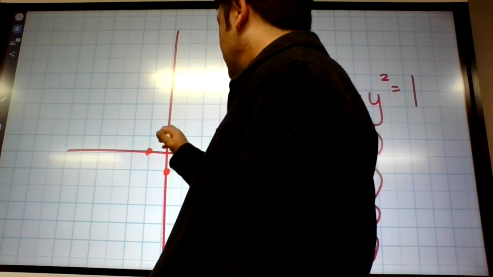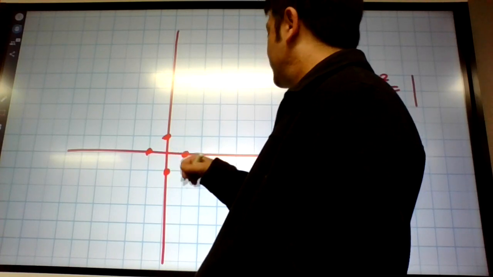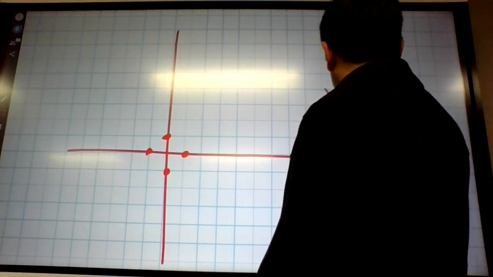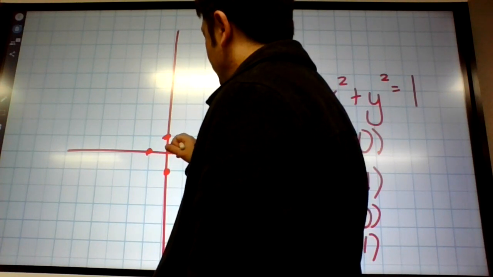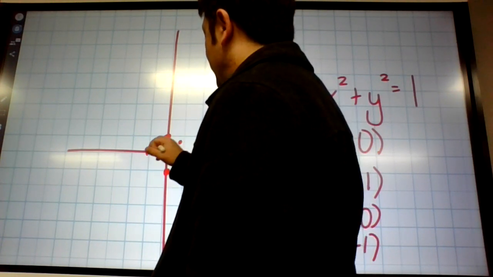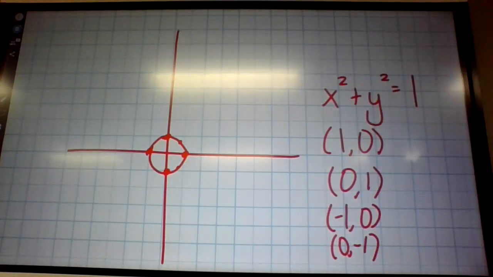it's these 4. The other points are kind of random and weird. It's like weird square root answers. But anyways, what it ends up making is a circle.